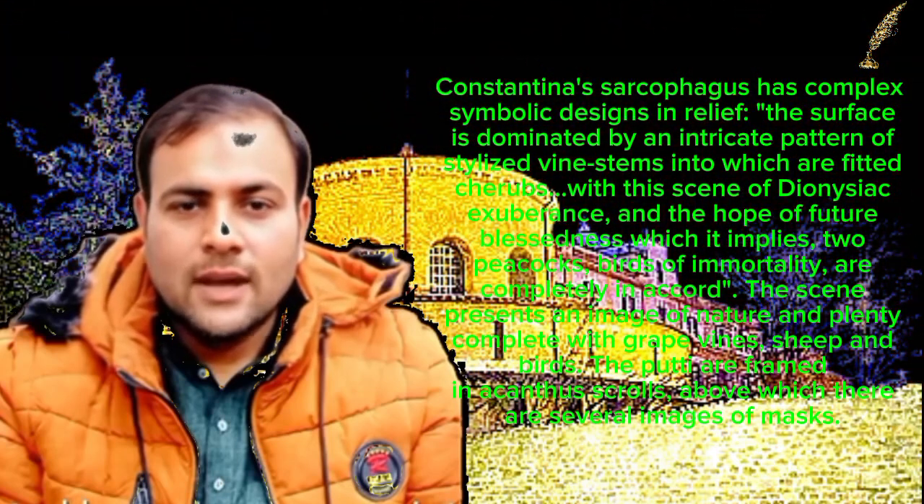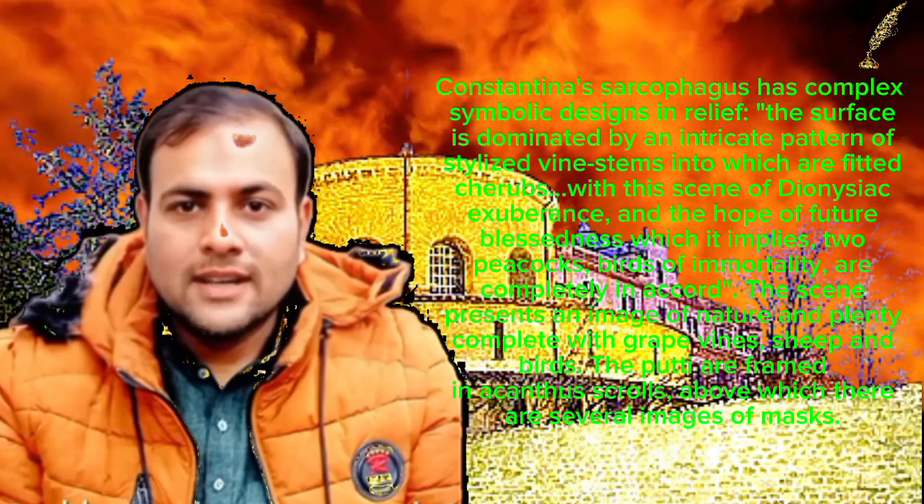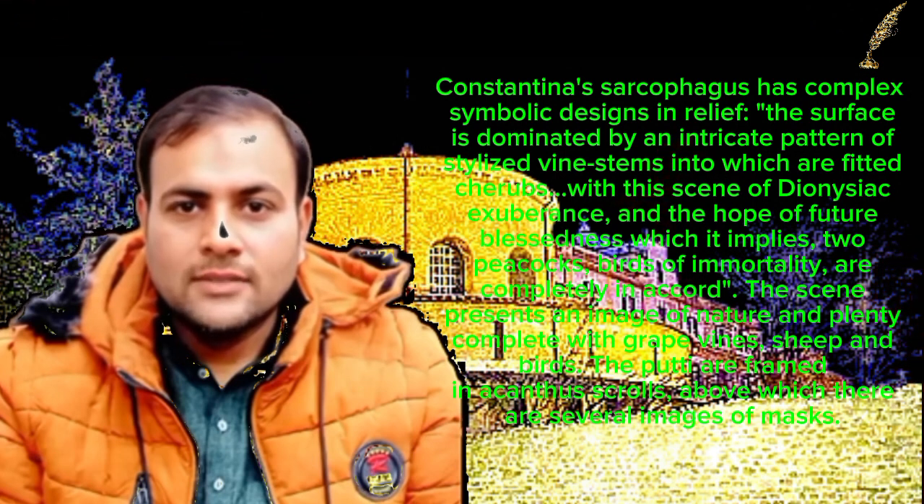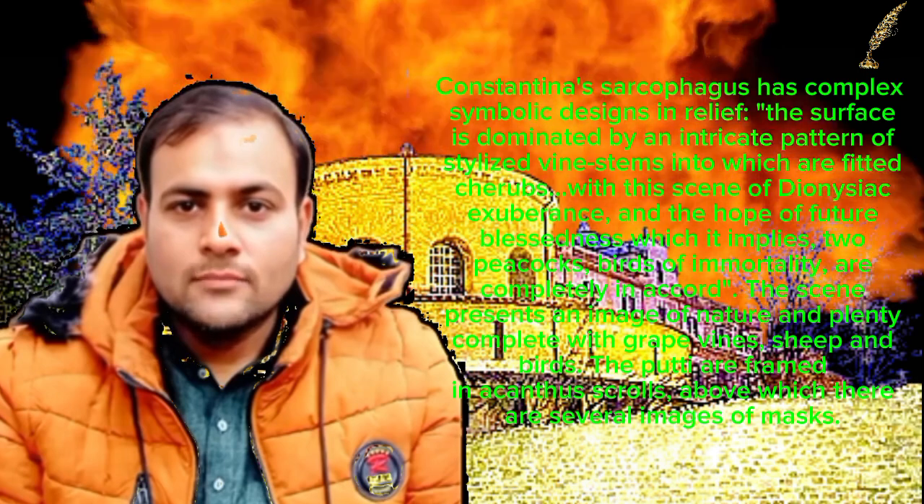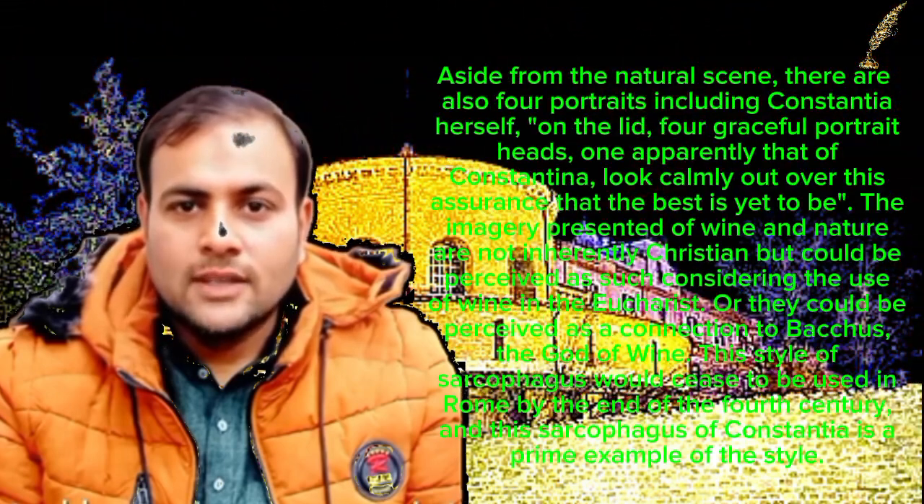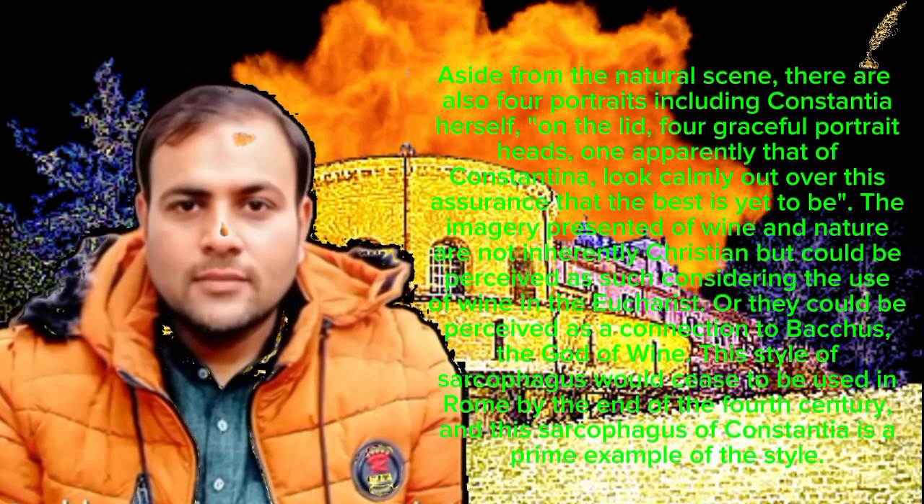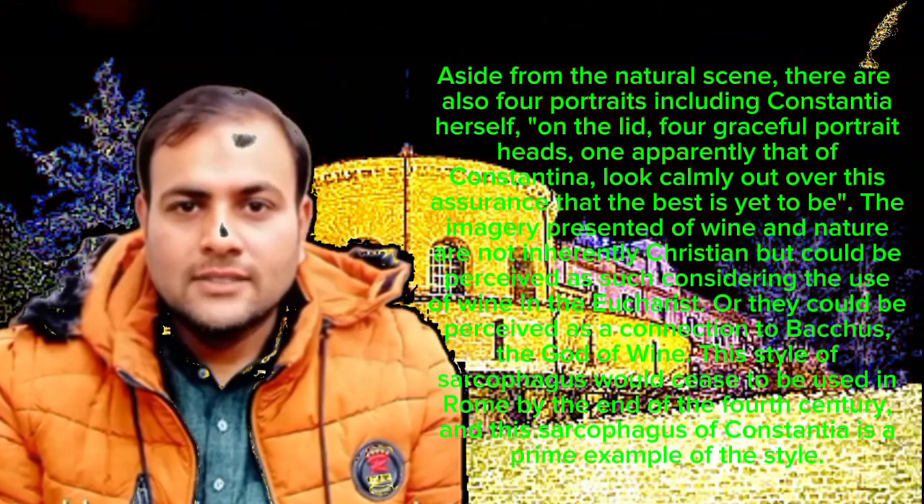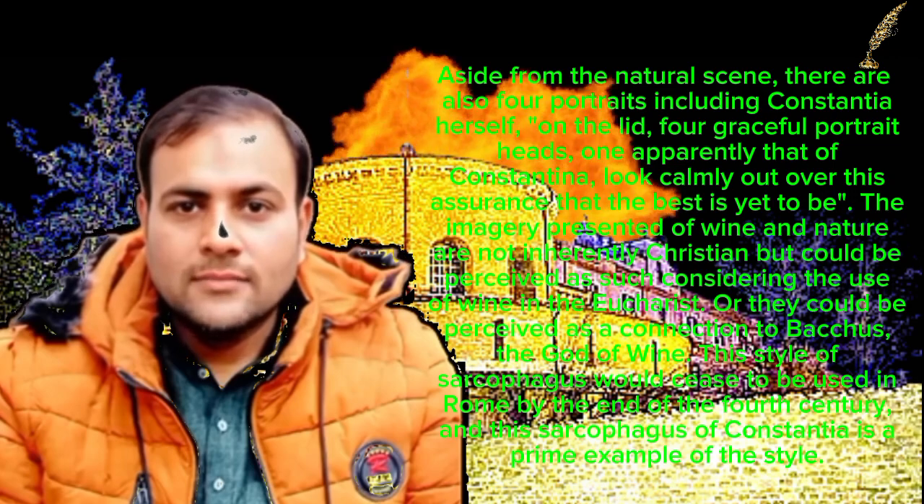2 peacocks, birds of immortality, are completely in accord. The scene presents an image of nature and plenty complete with grapevines, sheep and birds. The putti are framed in acantha scrolls, above which there are several images of masks. Aside from the natural scene, there are also 4 portraits including Constantia herself, on the lid. 4 graceful portrait heads, one apparently that of Constantina, look calmly out over this assurance that the best is yet to be.